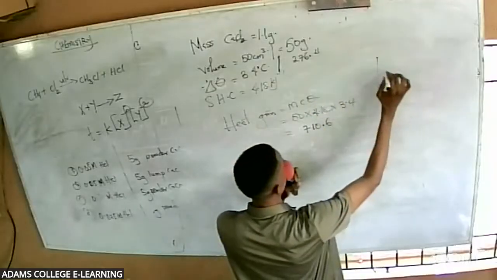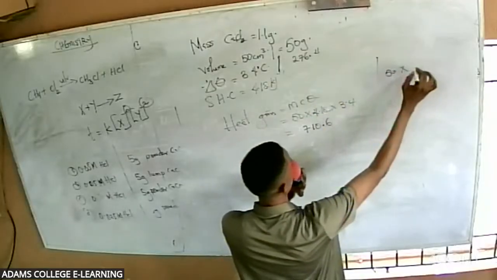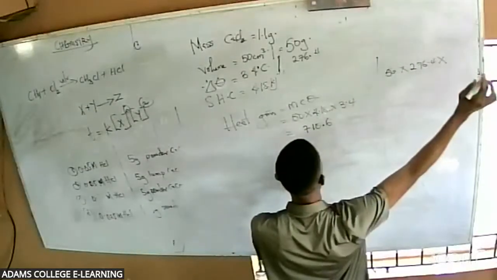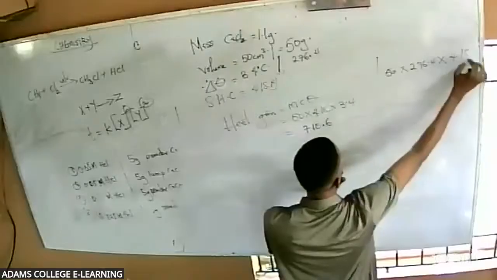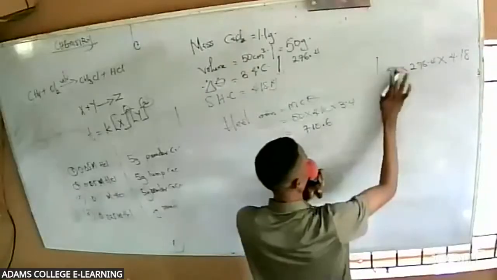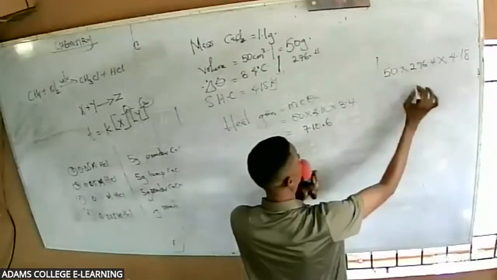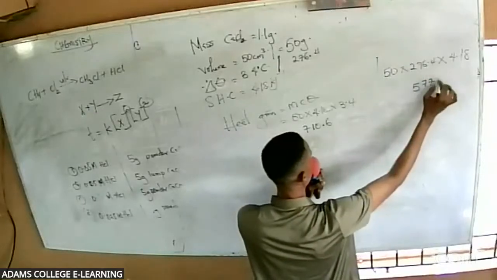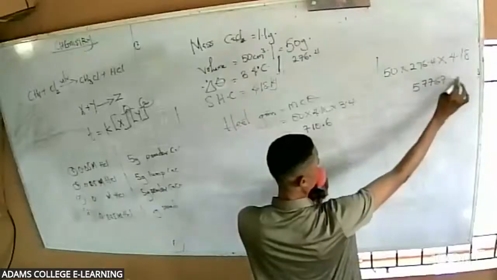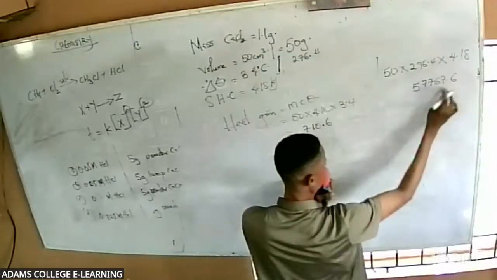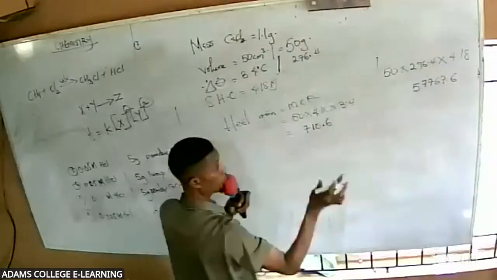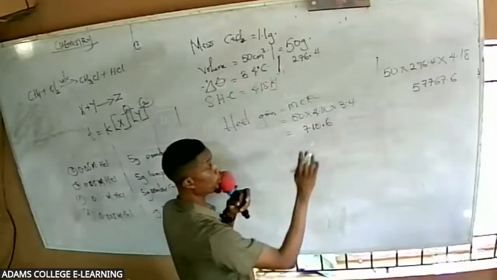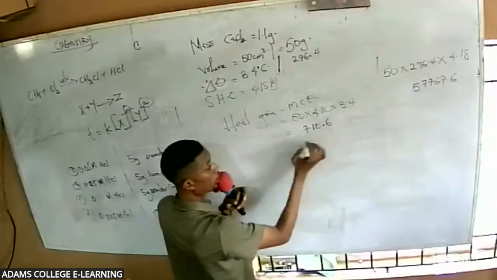Now you have the mass, that's 50 times 276.4 multiplied by 4.18. The final answer you get here is 57767.6. Okay, now we're getting somewhere, so you understand the concept. That was like a 1999 question. They didn't really focus on conversion. Now, if you convert this to kilojoules, what is this going to give us?